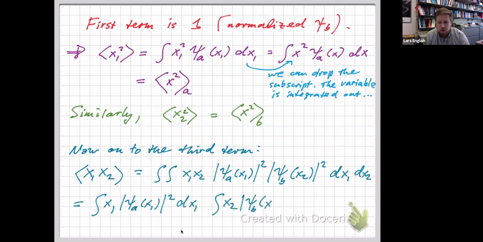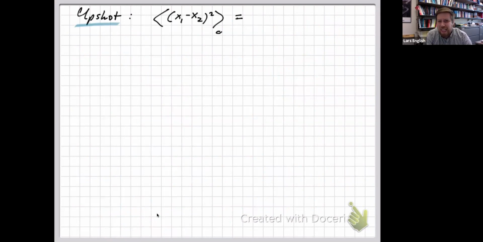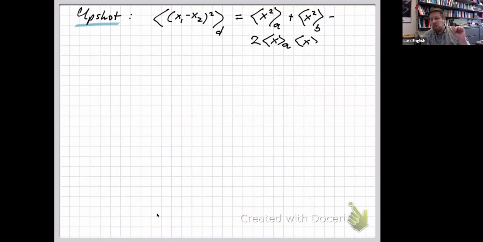x1 goes with the first integral here, x2 goes in the second integral. Okay, and so this is also very clear what that is. Namely, it's just the expectation value of x, once I drop the subscript here, relative to the psi sub a state, and then the same here for psi sub b state. Again, the subscripts were dropped because they are dummy variables anyway, and so I can write it like this. Putting it all together, we get, relative to the distinguishable two-particle state, that is our answer. That is our answer in short form.